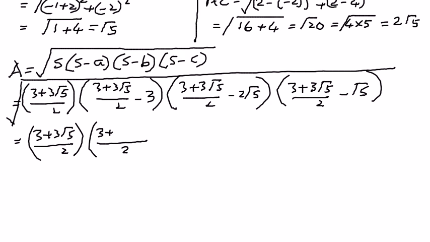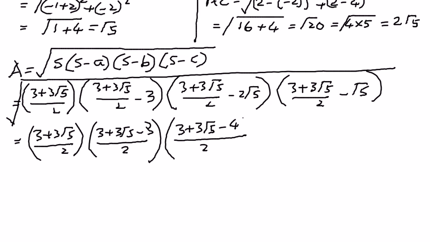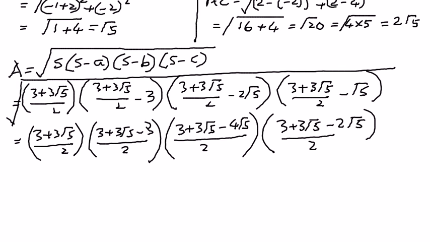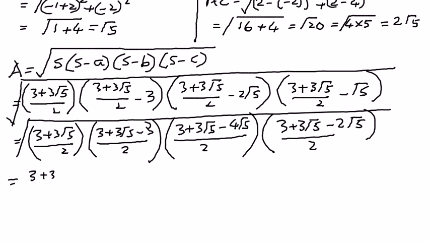Therefore 3 plus 3 square root of 5 minus 3, like that, and then the next one, the common denominator is 2: 3 plus 3 square root of 5 minus 4 square root of 5, and then the third one, the common denominator here is 2. We have 3 plus 3 square root of 5 minus 2 square root of 5, and all of this under the radical term.